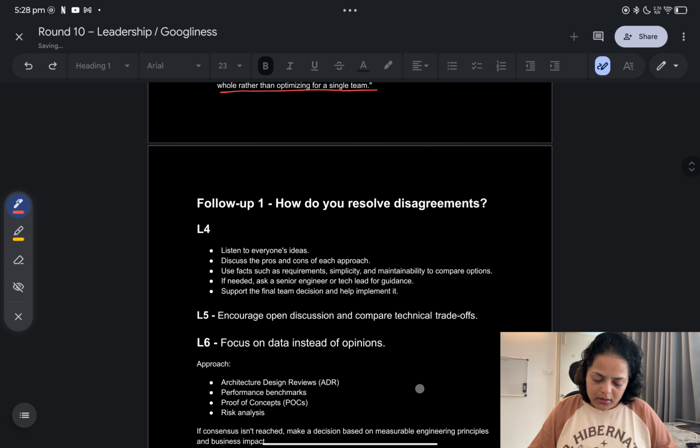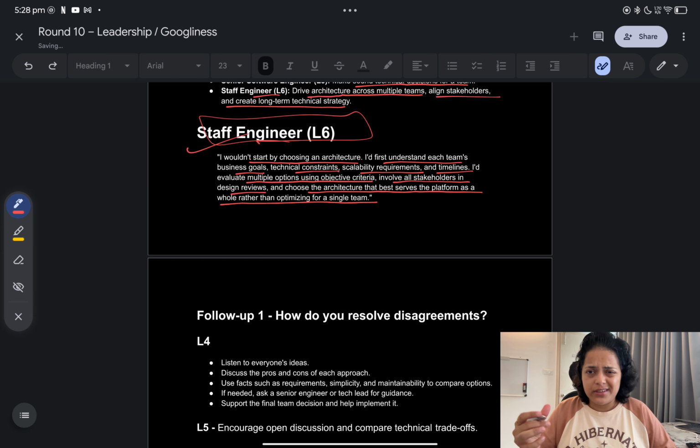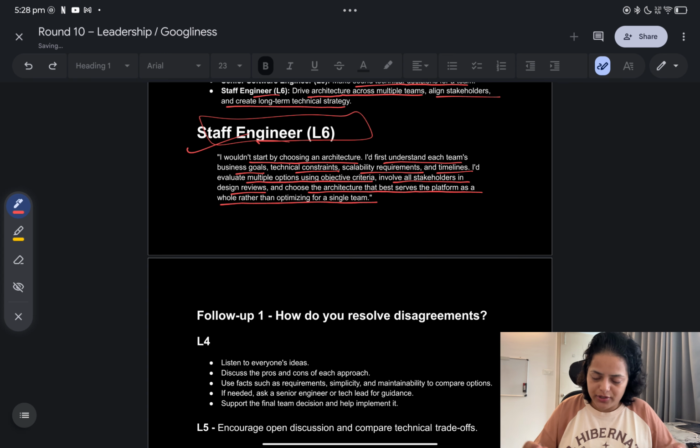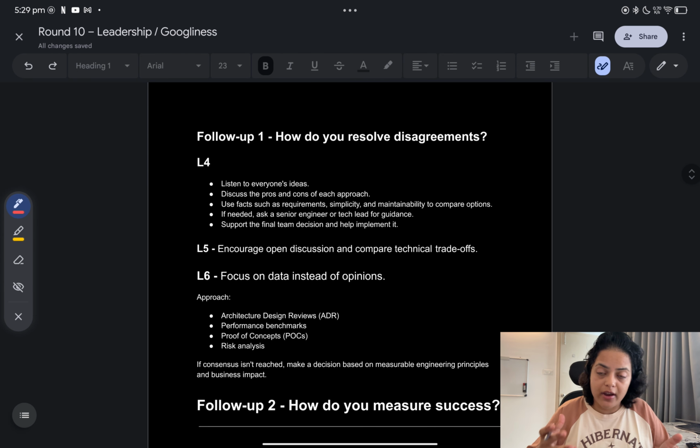So we directly jumped to L6 only. We have seen what L6 will say, because mostly this is for the staff engineer. Now let's talk about follow-up questions. We'll take 5 follow-up questions here.